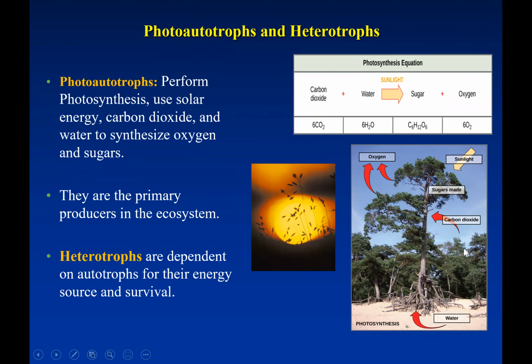Heterotrophs are dependent on the autotrophs. Like you and I, we don't have chloroplast or chlorophyll, and we cannot do photosynthesis. That's why we should either eat the plant or the animal that ate the plant. So you and I are heterotrophs. We are dependent on autotrophs for our energy and for survival. So keep this equation in mind.